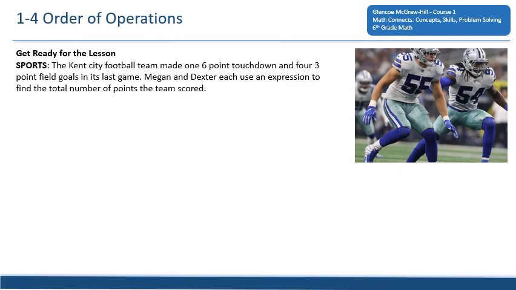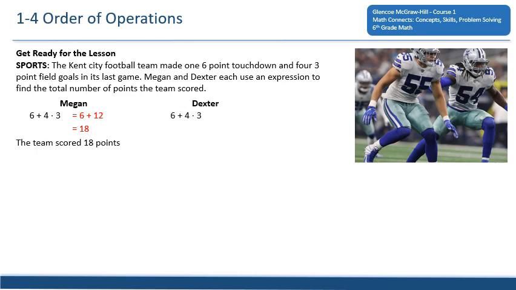Sports. The Kent City football team made one 6-point touchdown and 4 3-point field goals in its last game. Megan and Dexter each used an expression to find the total number of points the team scored. So Megan: 6 plus 4 times 3 equals 6 plus 12 equals 18. So Megan multiplied 4 times 3 before she added the 6.